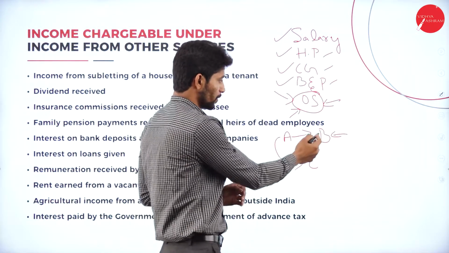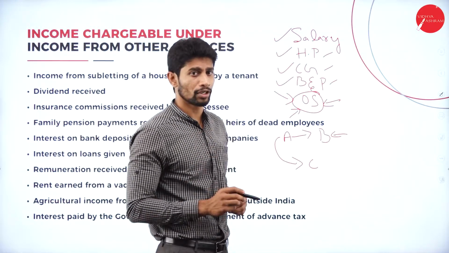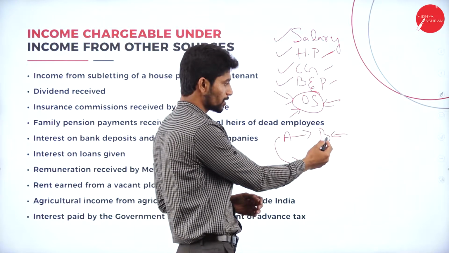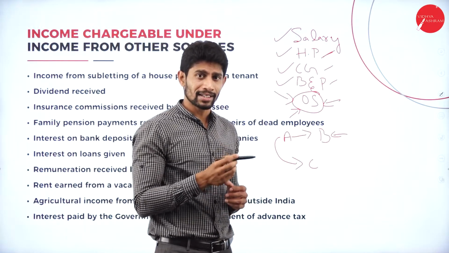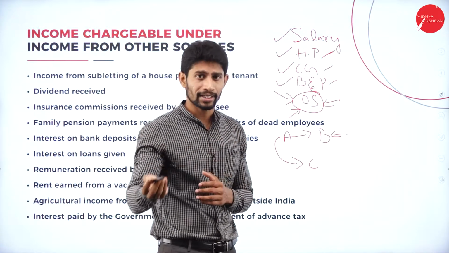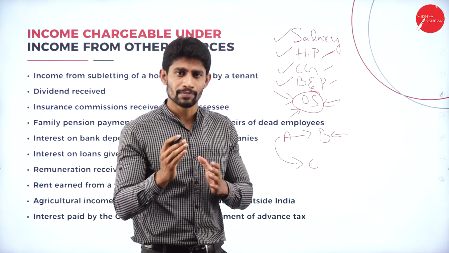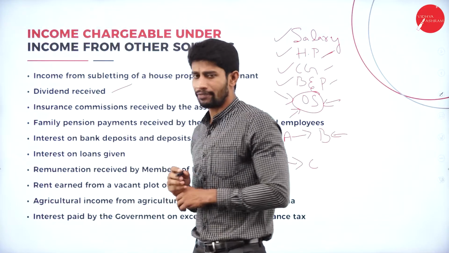If Mr. B is receiving the rent from Mr. A, then it is taxable under the head of income from house property, because B is the owner and A is the tenant. But A, as a tenant, sublets the house to another tenant. At that point of time, it will not come under house property, it comes under income from other sources. The second one, dividend received.